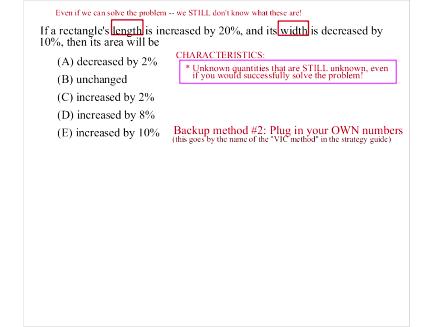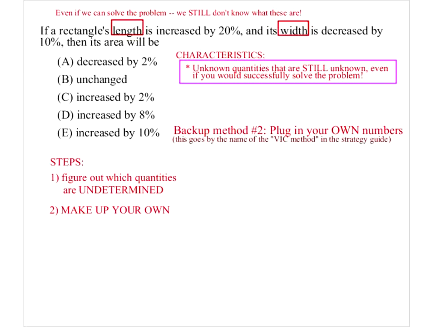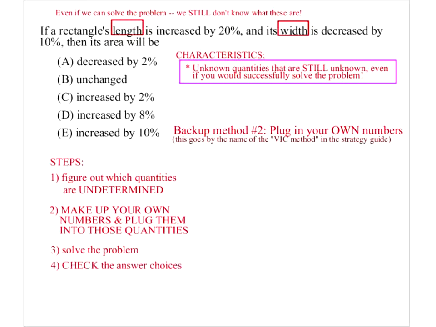Here are the steps. First thing you do is you figure out which quantities are undetermined. Then you just make up your own numbers and plug them in. Then you solve the problem. And then you have to check the answer choices. And then repeat if necessary, which in this case you won't have to, but we'll show you a problem in a second that you might have to.